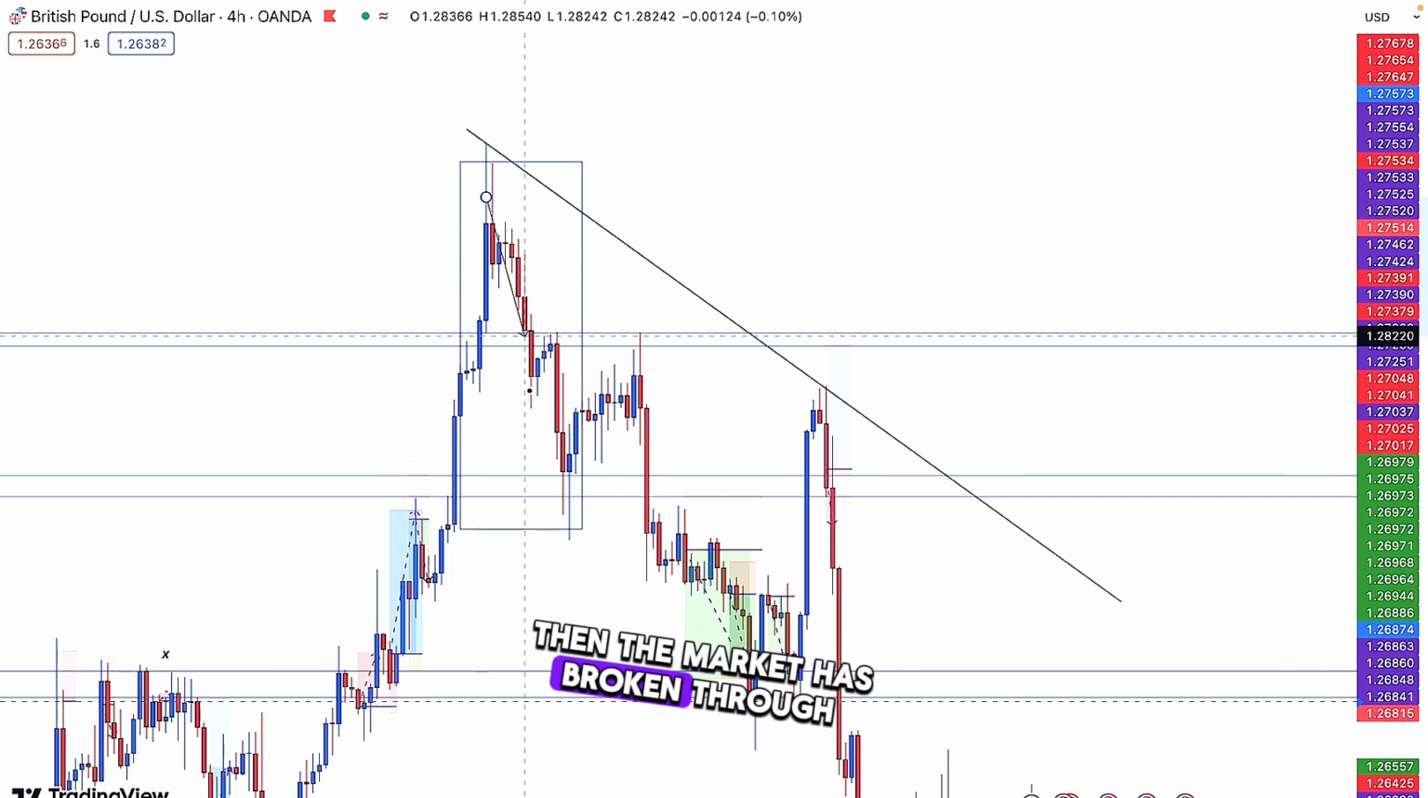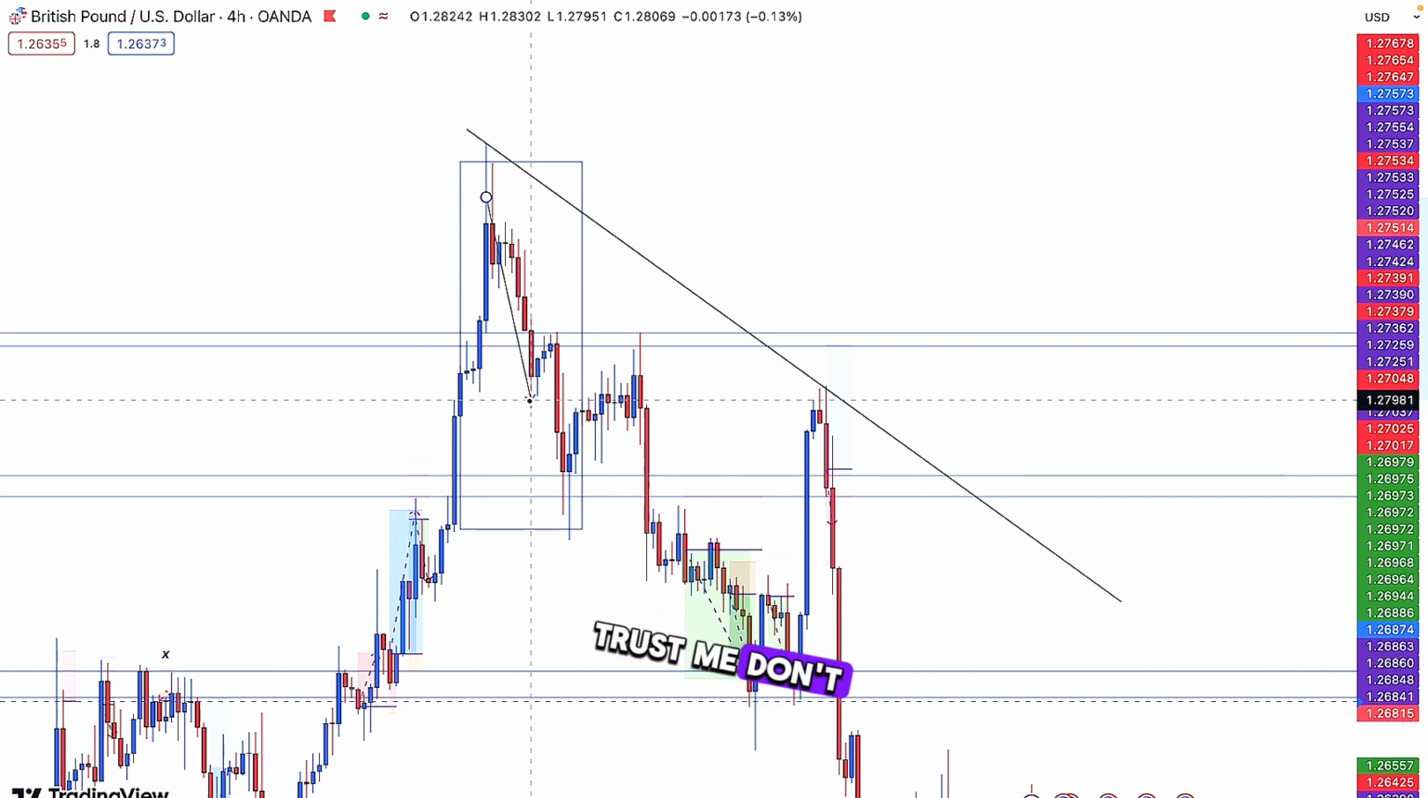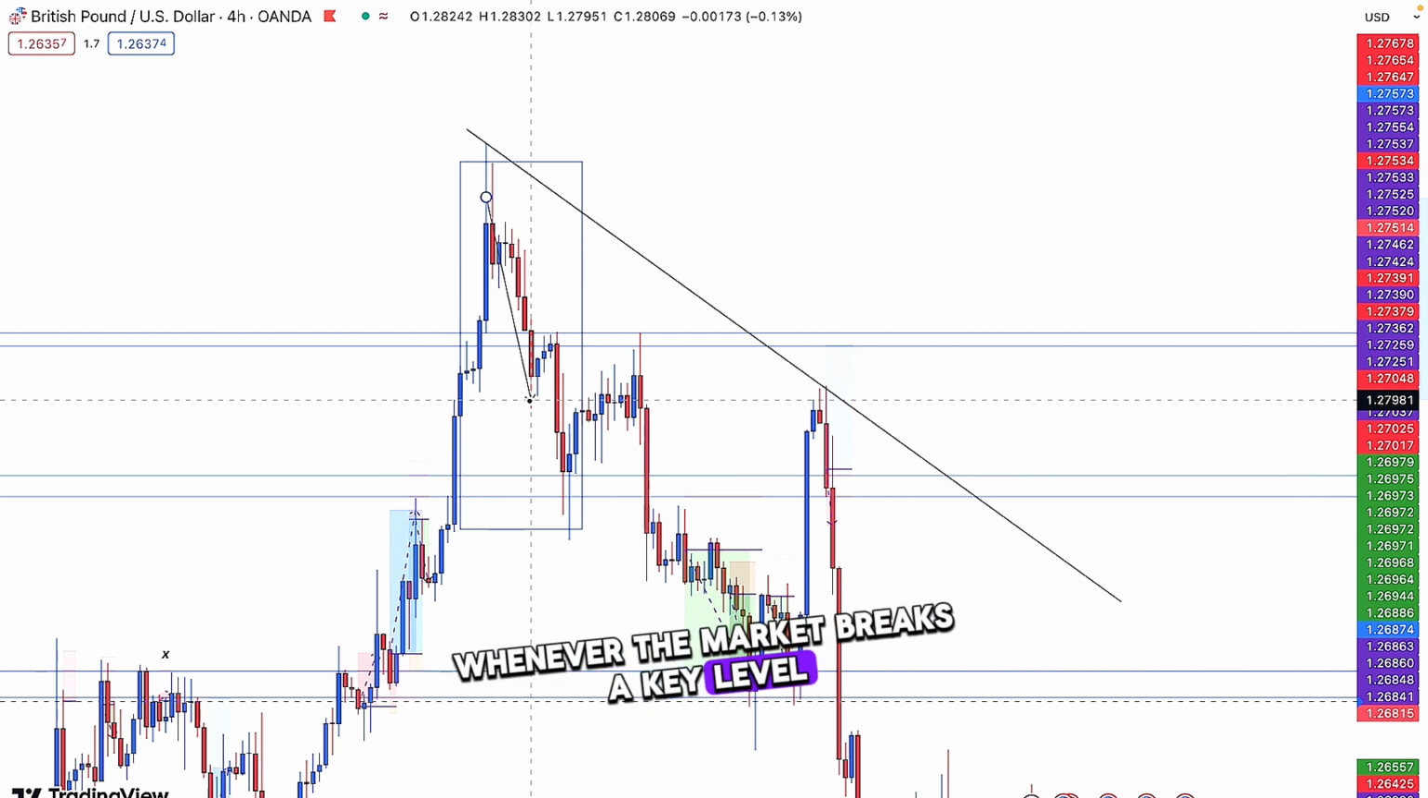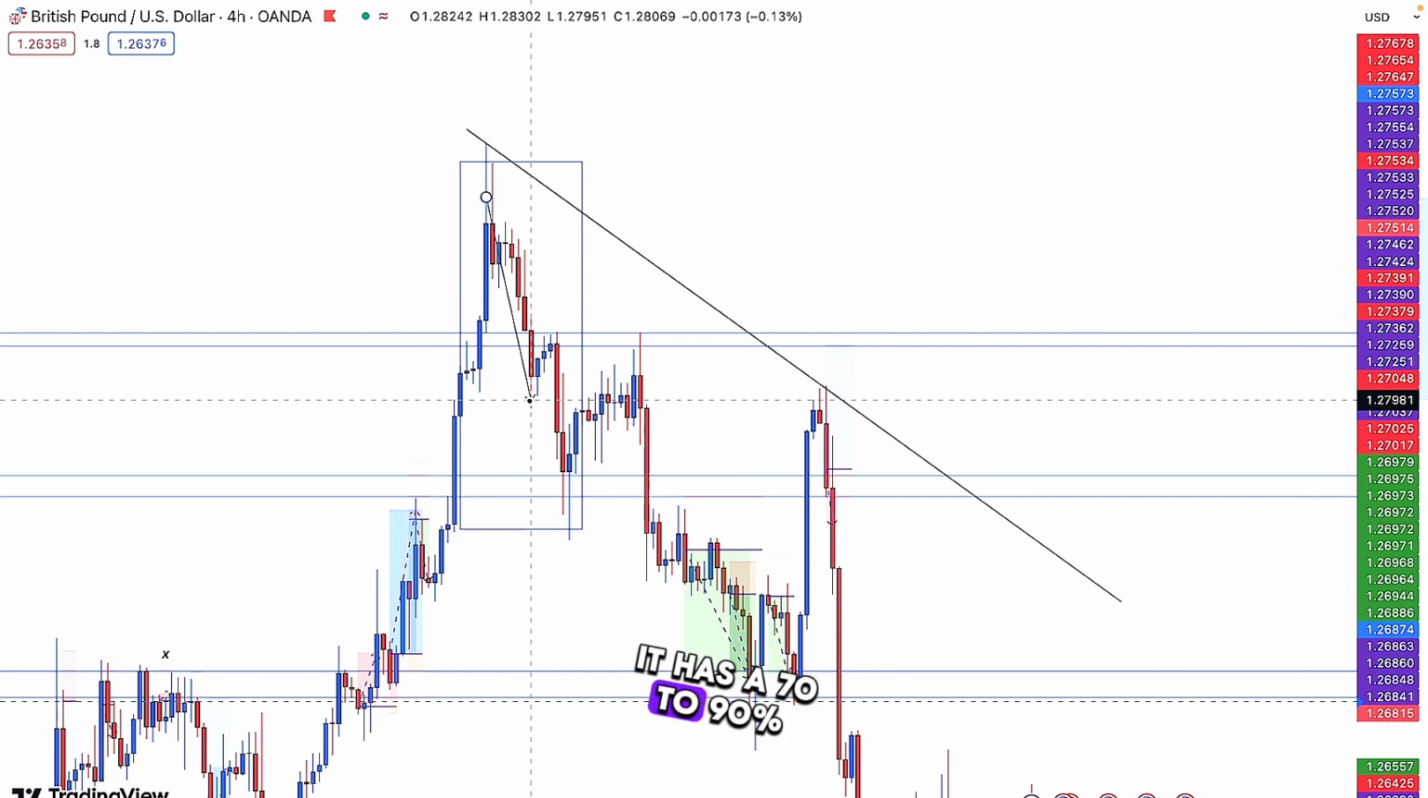Then the market has broken through. Trust me, don't rush. Let me give you a secret to this chart. Whenever the market breaks a key level, it has a 70 to 90% chance of pulling back into that same key level. If you know how to draw key levels just as I do, go and draw the key level on your chart and watch how the market pulls back right into it.